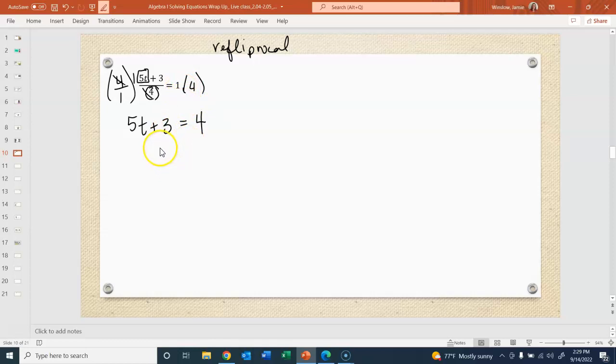This looks like what we're used to, right? We want to get the t by itself. So the opposite of plus 3 is minus 3. And we divide by 5. And it's totally fine to have a fraction. Let's come over here and check it.